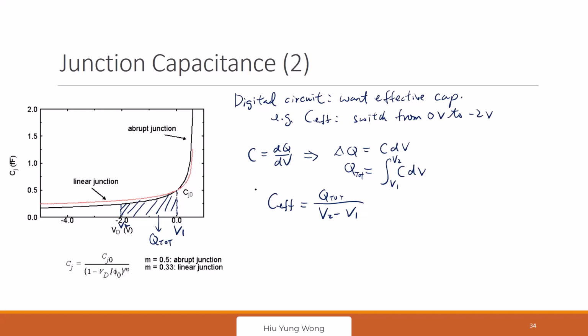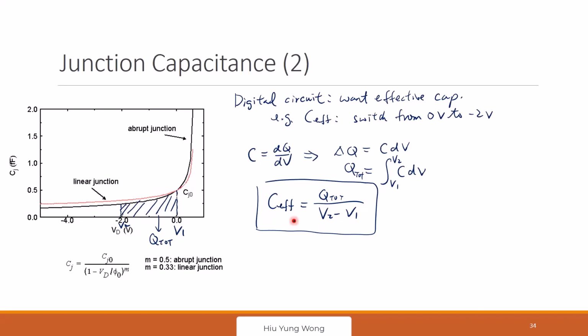What we care about is the effective capacitance. I will find the area under this part divided by V2 minus V1. Then this will be the effective capacitance, and I use it to calculate the delay. That is the idea, because I'm not a simulator. If you're doing HSPICE simulation, it will just calculate the correct delay for you. But as an analytical equation, let's say I switch from V1 to V2. This is the change of the voltage. I want to find the total charge, so I do this and get the effective capacitance. Then I use it for other delay calculations, for example, 0.69 RC.